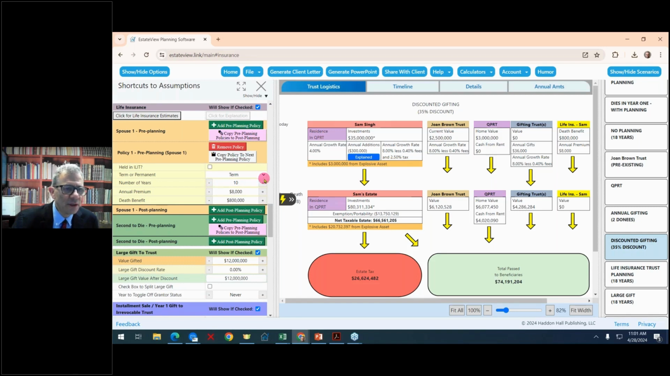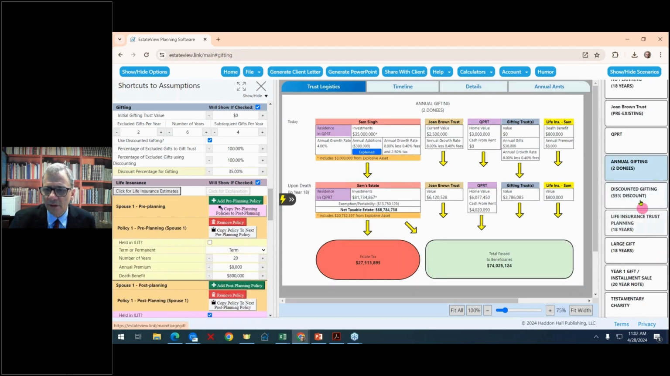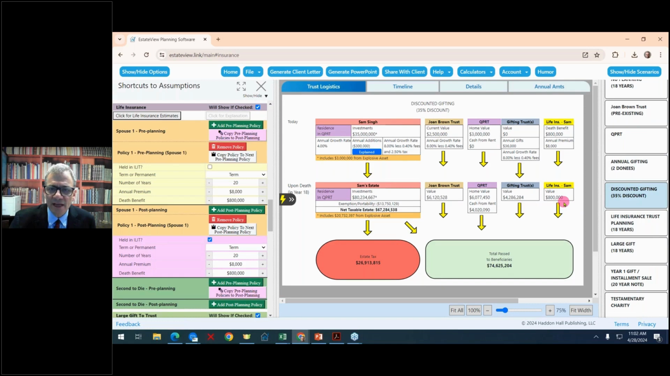Now, if I'd like to show the client that this would be a 20-year term policy, it's not in an ILIT, but I want to show the client what happens if it goes into an ILIT. So I click on this pink copy pre-planning policy to post-planning. Now I have the same term policy in pink, and I can click on ILIT. So now this is going to show me what happens if I have this policy first outside of an ILIT, 26.9 million in estate tax.